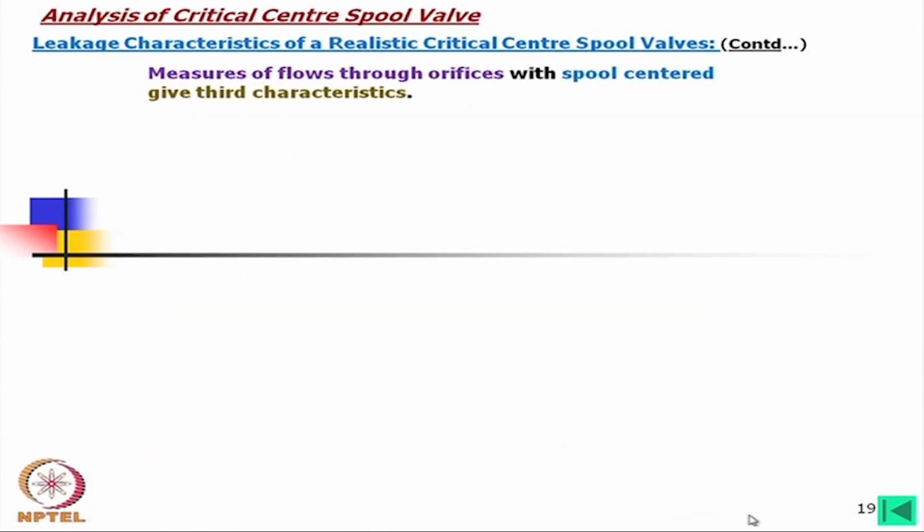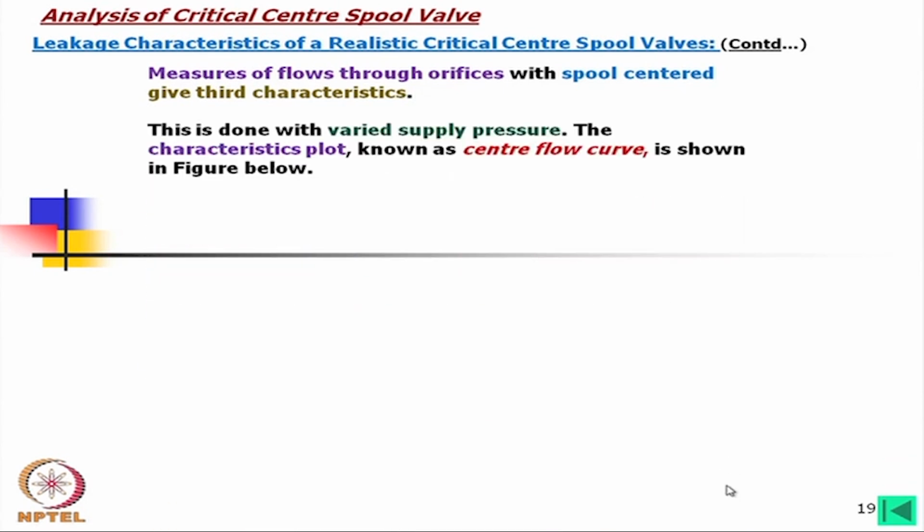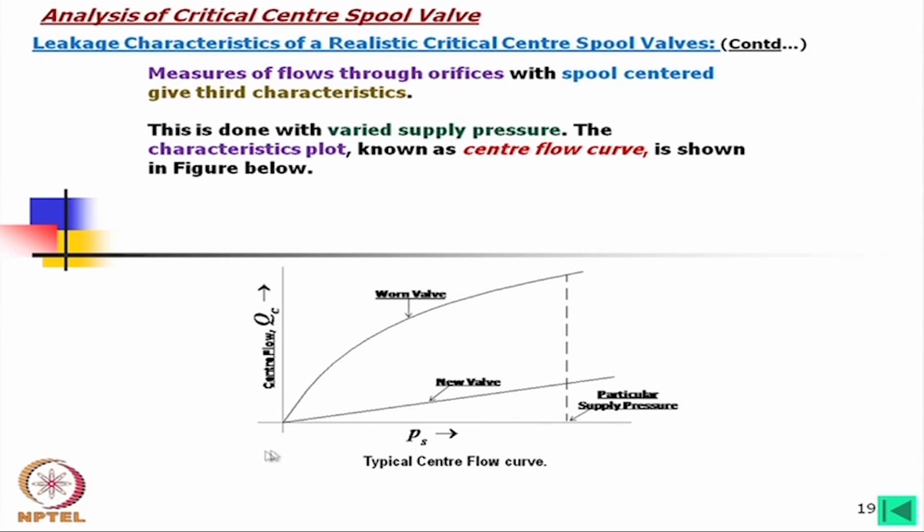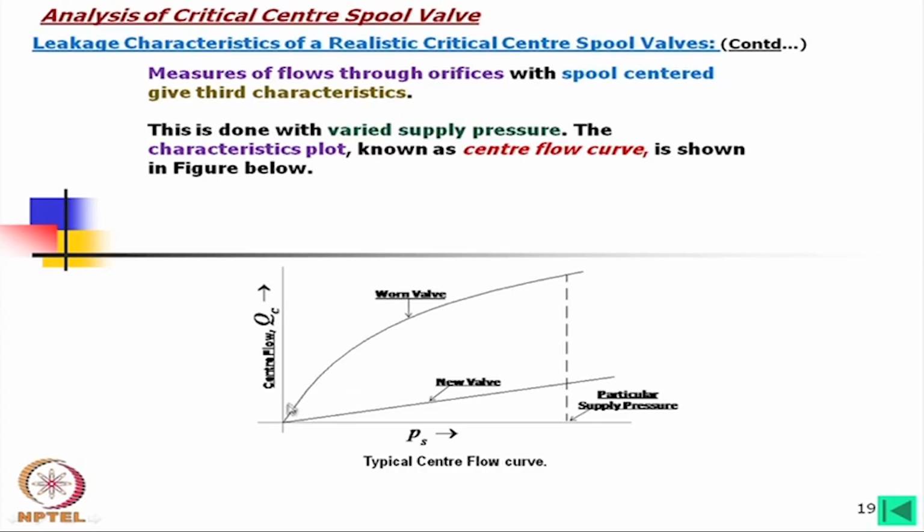Then measurement of flows through the orifices with the spool centered gives a third characteristic that can be derived. This is done with varied supply pressure. The characteristics plot, known as the center flow curve, is shown in the figure below. Now, this is called the center flow curve. What we will find is a curve like this, but this is for a new valve. This will be linear. Look at this. This is possible only for a new valve when both the port edges and the land edges are very sharp. But when it wears out, we will find this type of curve.